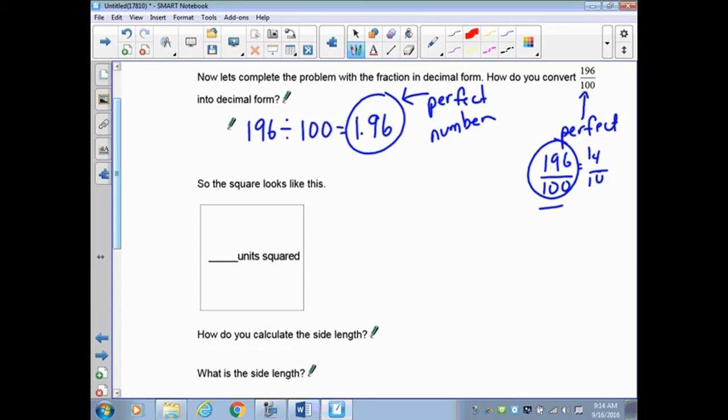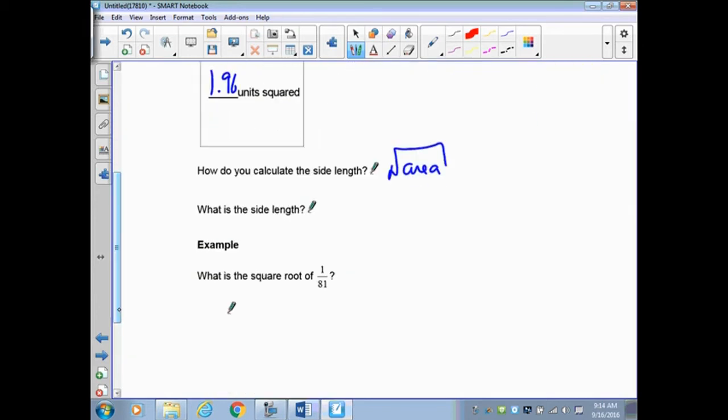We know this is 1.96 squared units. So how do you find the side length? Well, we know you take the square root of the area. So if you find the square root of the area, the square root of 1.96 is equal to 1.4. So how can we tell from 196 and getting 1.4, how do we know that 1.96 is a perfect square?